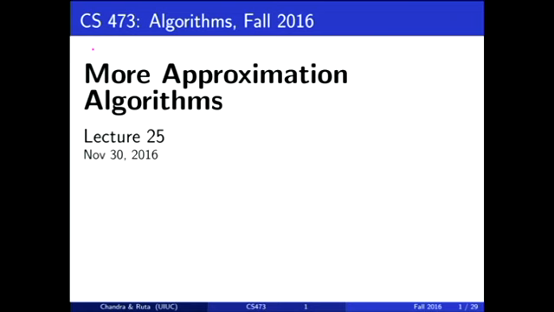Okay, let's do some more approximation algorithms. So let's recap what an approximation algorithm is for a hard problem. It doesn't have to be an NP-hard problem. It could even be a polynomial time-solvable problem. For example, if you want to compute a large matching in a graph, we know that we can compute a maximum matching in a bipartite graph via reduction to flow.